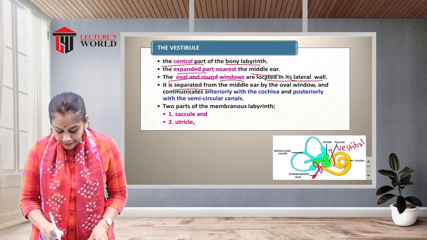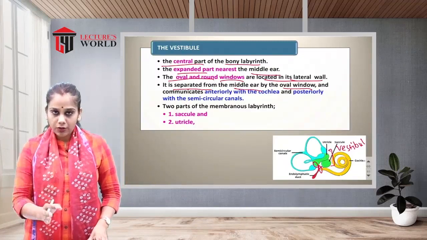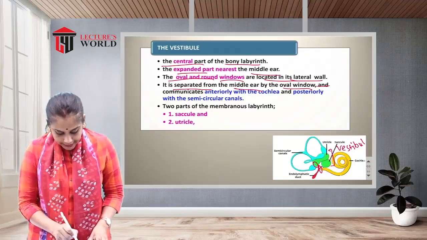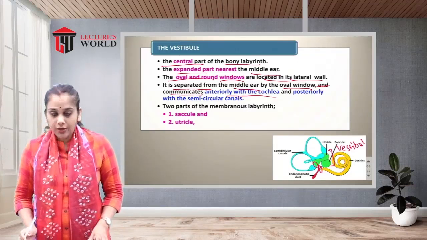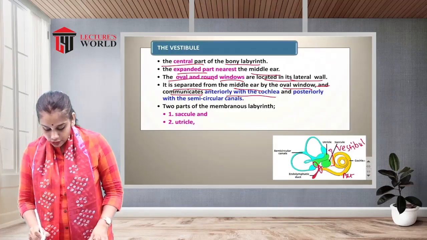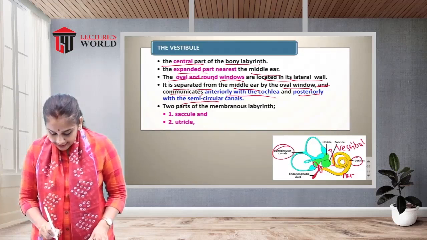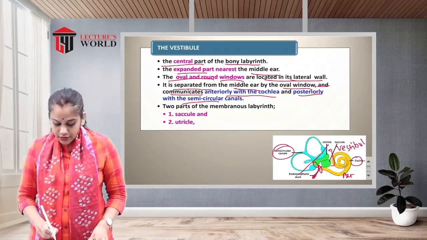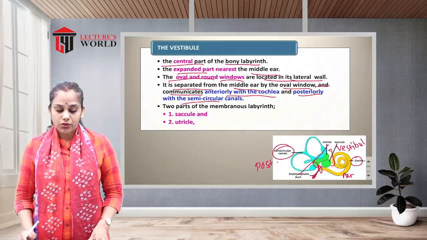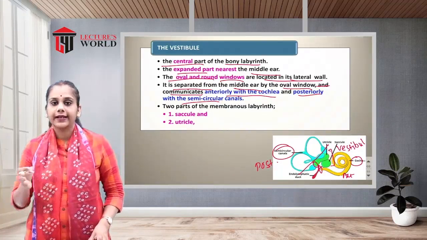It is separated from the middle ear by the oval window and communicates anteriorly with the cochlea. You can see at the anterior side there is the cochlea and at the posterior side there are the semicircular canals. So this is the portion between the semicircular canals and the cochlea.